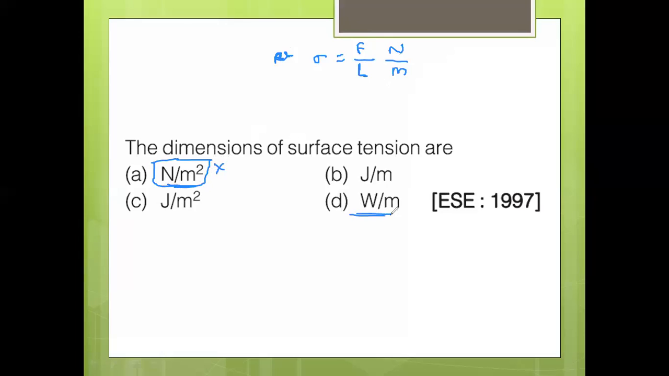Again, option B, someone has told. W is for the watt. So watt per meter, it is a Newton here. It is not watt. J is for the joule. What is joule? It is Newton meter. Am I correct? Yes. Energy is equal to force into distance, right?